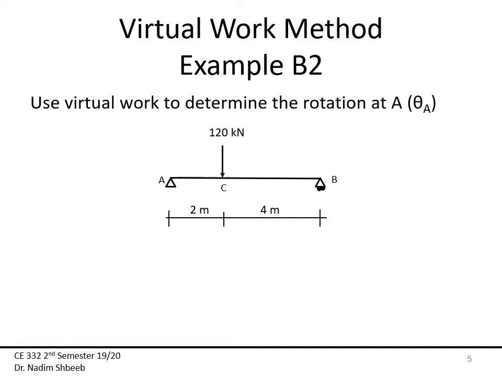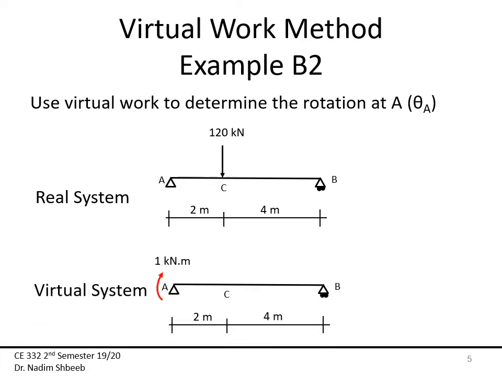Here, I'm going to use the virtual work to determine the rotation at A. So, this is a little bit different. It's not a deflection, it's a rotation. So again, this being my real system. Since I want a rotation, what causes rotation? Well, we know what causes rotation is the moment. So then my virtual force or virtual moment is going to be this, applying a moment at A, since I want to find theta A. So now this is my virtual system.